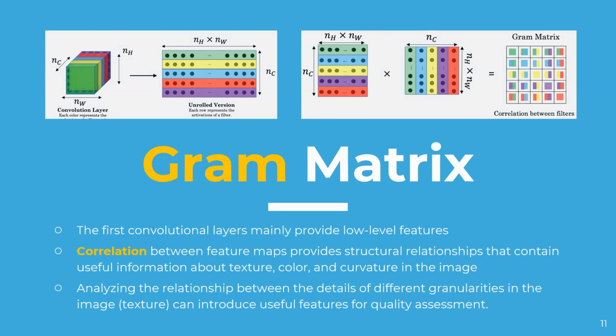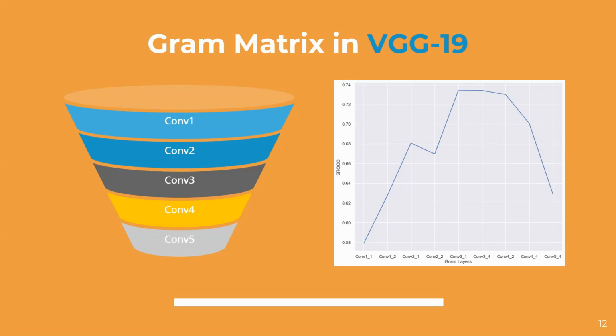By analyzing the relationship between the details of different granularities in the image, we can have useful features. By granularities, we mean texture, as we have coarse texture and fine texture, and these different textures help us to evaluate the quality of a frame and then a video. Using those correlations, I mean SROCC and PLCC, we evaluate the performance of our method.